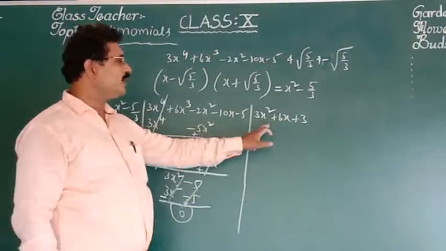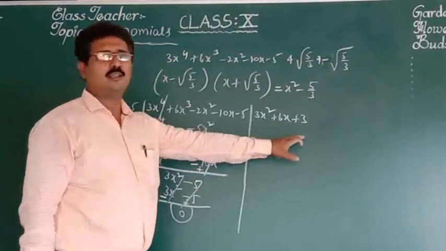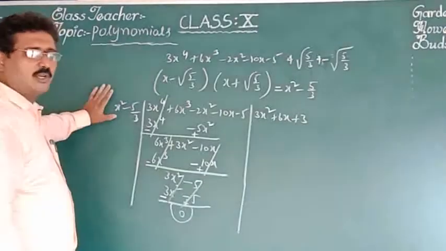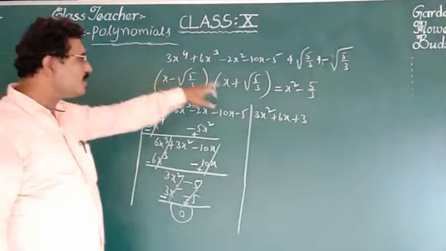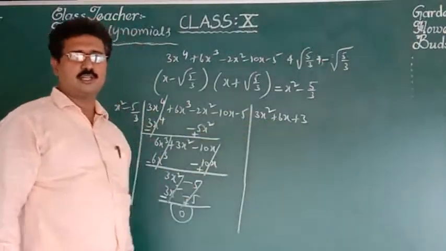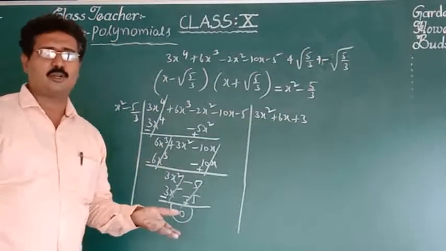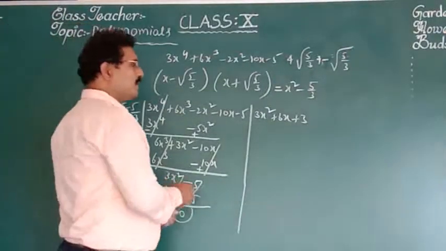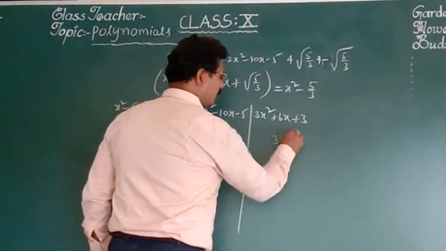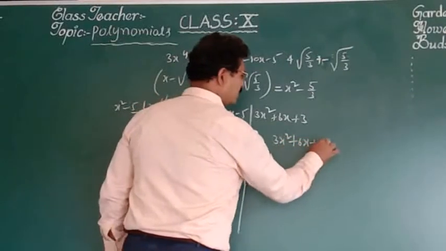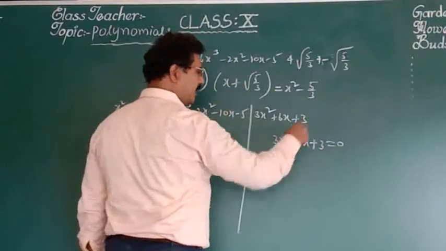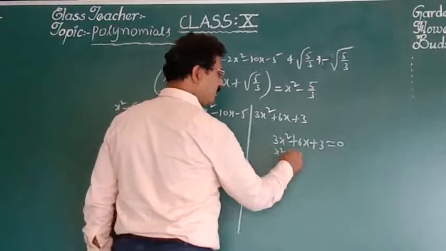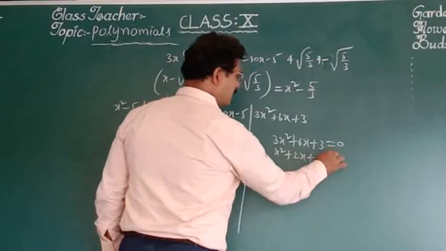Now what is the quotient? 3x square plus 6x plus 3. Since the given one is a fourth degree polynomial and the divisor is a quadratic polynomial, the quotient also becomes a quadratic polynomial. By solving this quadratic polynomial equal to 0, it is easy to get the other zeros. Now solve 3x square plus 6x plus 3 is equal to 0. Since it is equal to 0, we can cancel with 3. X square plus 2x plus 1 is equal to 0.